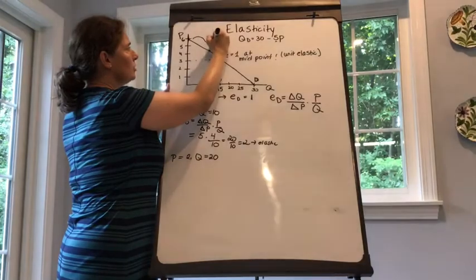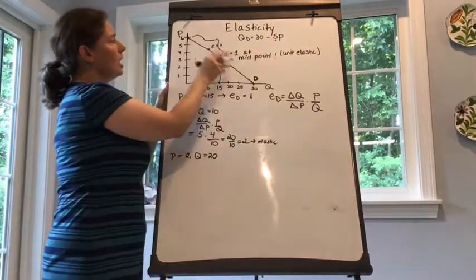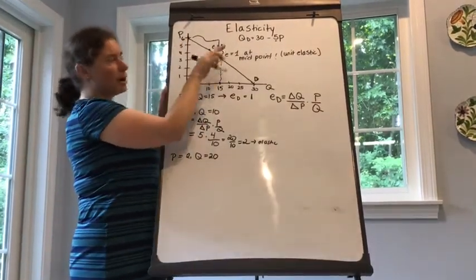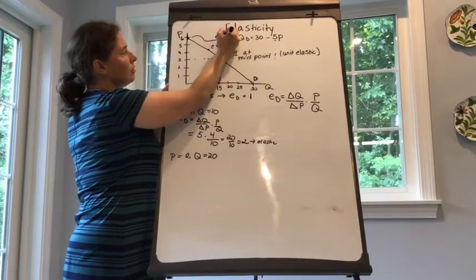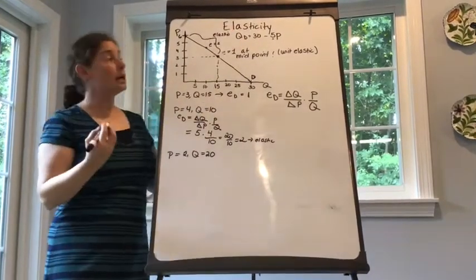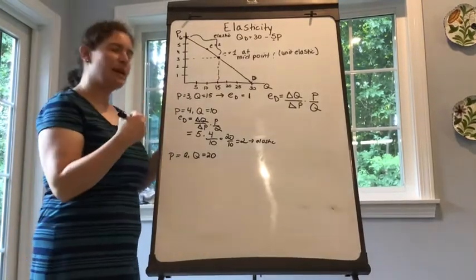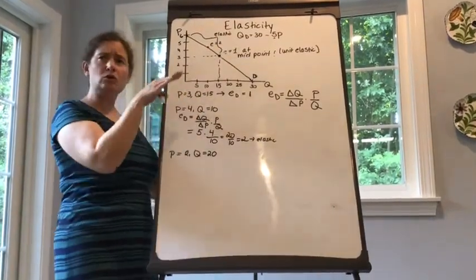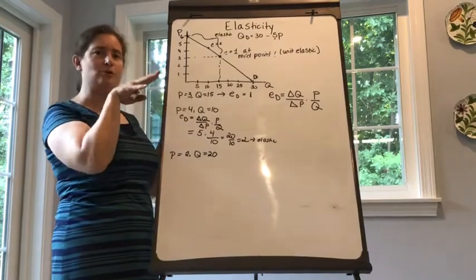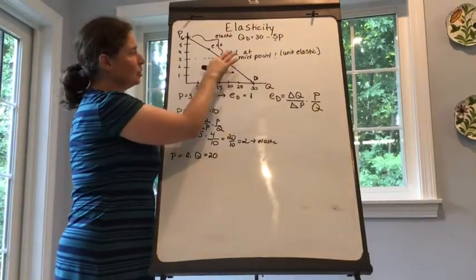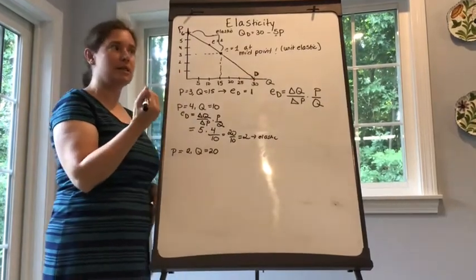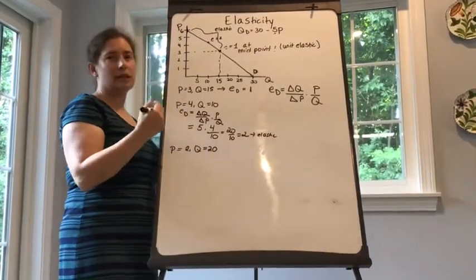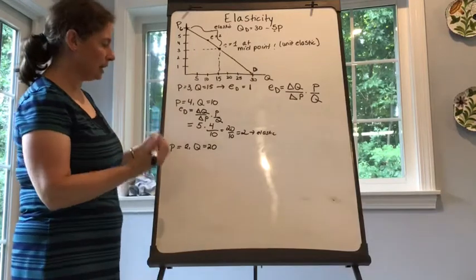But in truth, at any point on the demand curve above the midpoint, demand will be elastic. That tells me, again, if 1, that unit elastic value, is the boundary between elastic and inelastic, we should see below the midpoint of the demand curve an elasticity value less than 1, telling us price elasticity of demand is inelastic.